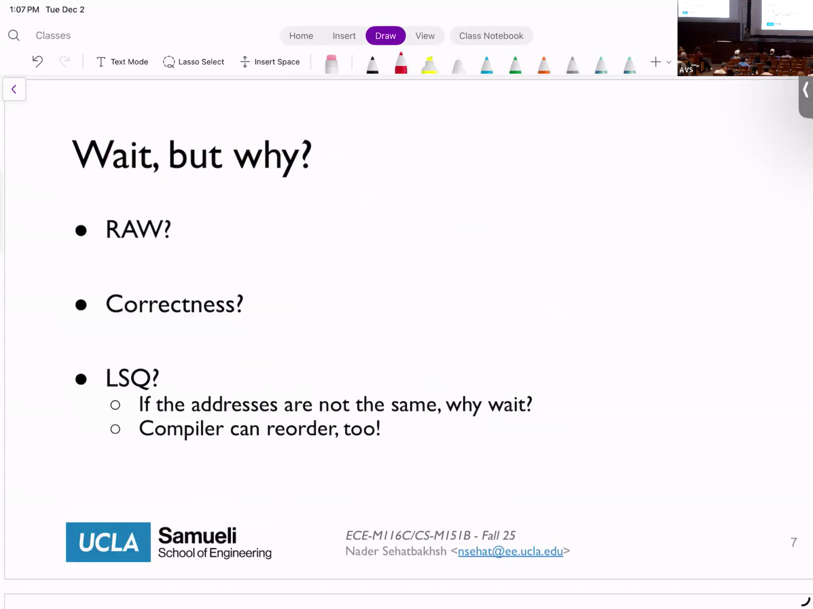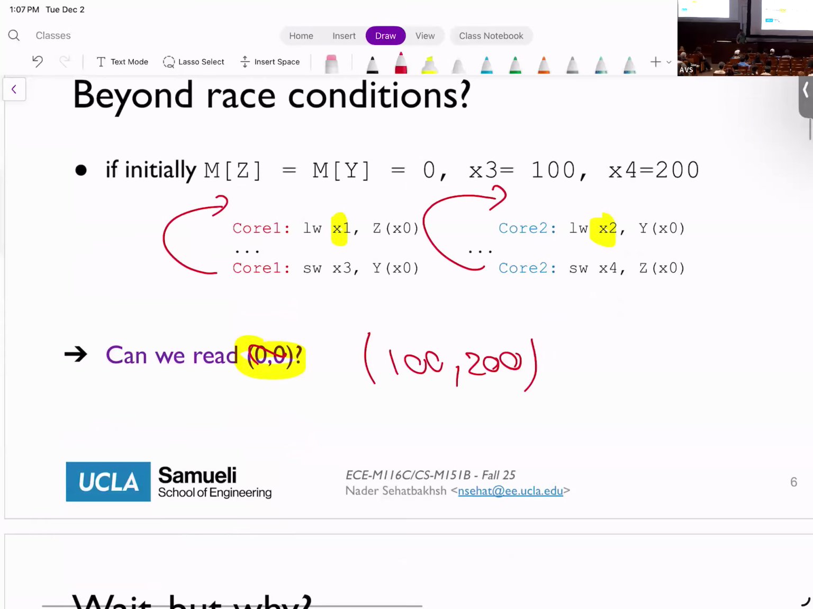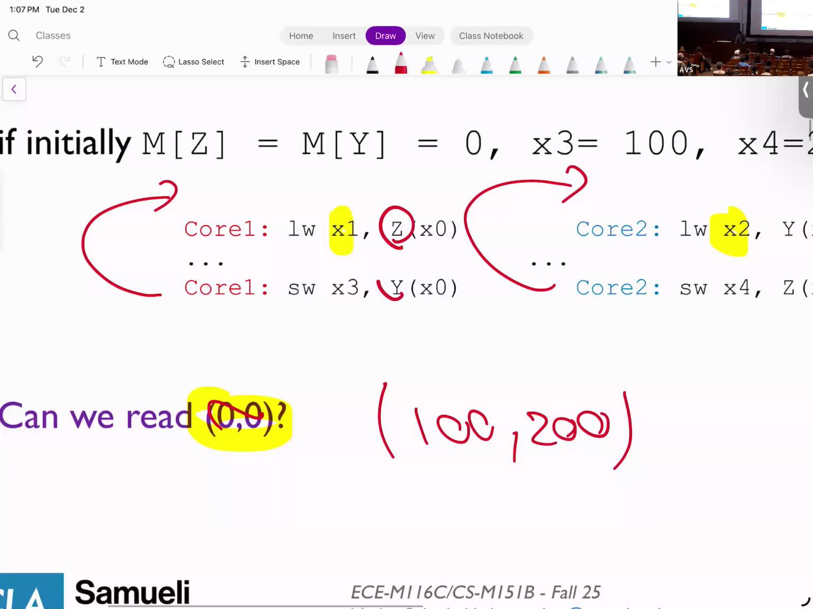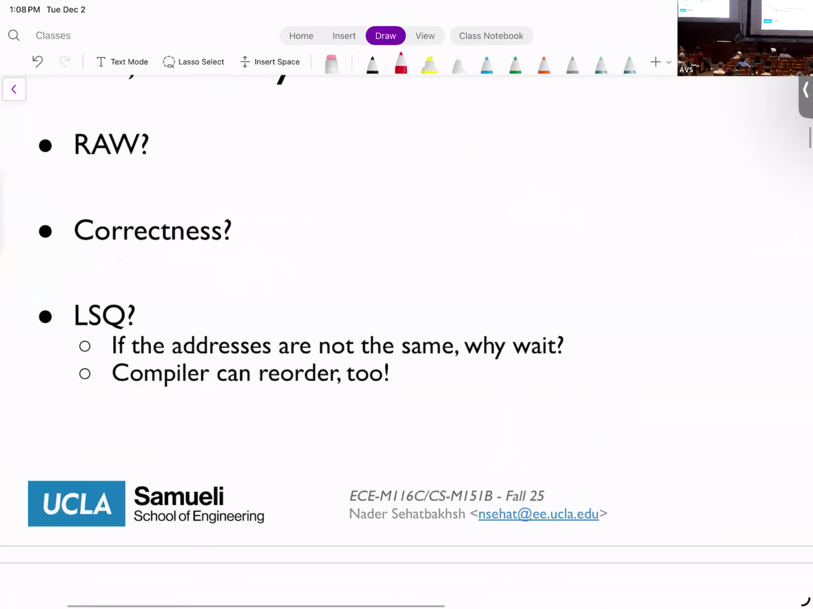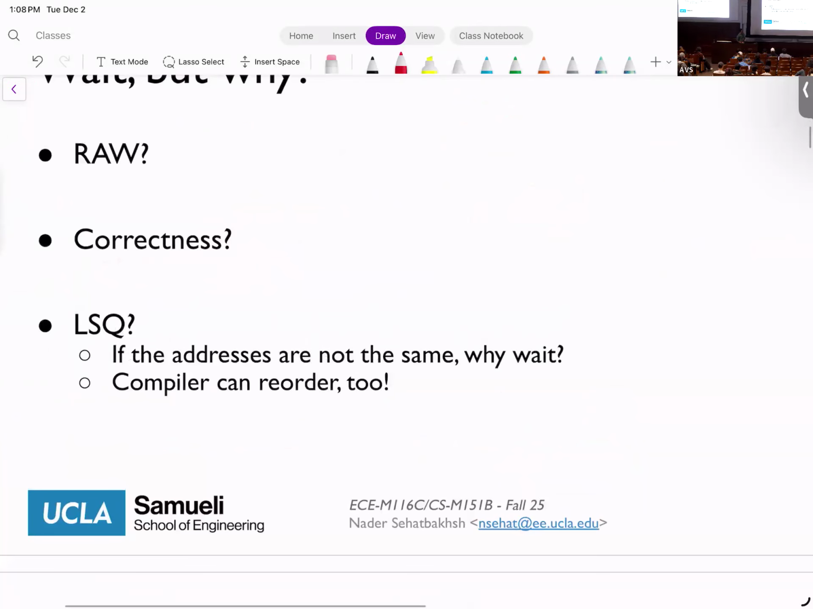And as I said, this is not a RAW problem. This is not a correctness problem because these addresses are different addresses. So Y and X are not the same address. This is not something that will be caught by your processor itself. The reason that you have this problem is that this Z is the same as this Z in another core, and these two don't talk to each other. So CPUs don't talk to each other. So like LSQs don't talk to each other. Okay? So that's why we have this problem. And then, as I said, for LSQs, this could happen.